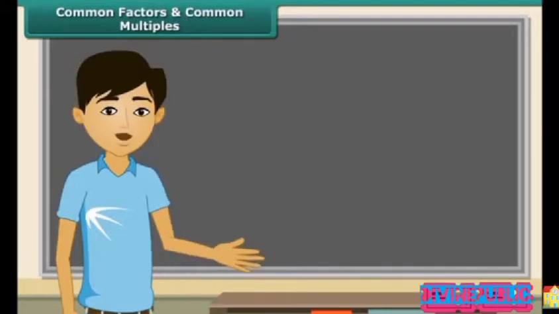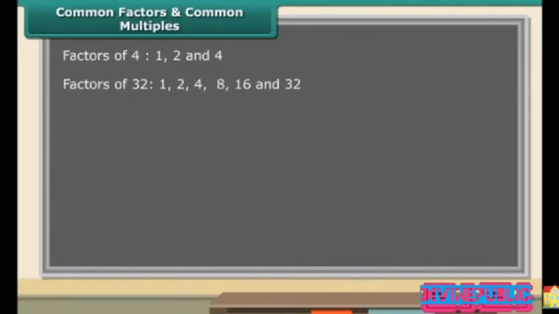Let us take some numbers in pairs and observe their factors. Look at numbers 4 and 32. The factors of 4 are 1, 2 and 4. The factors of 32 are 1, 2, 4, 8, 16 and 32. The factors 1, 2 and 4 are common to both 4 and 32. Hence, they are called common factors.